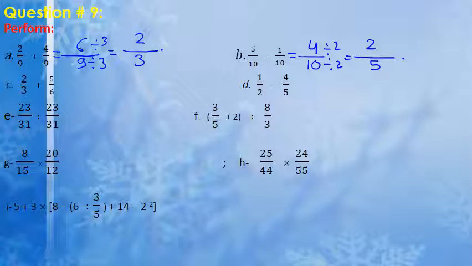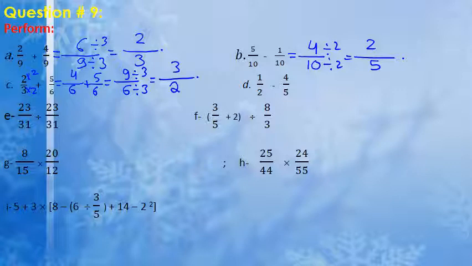Here we have unlike fractions. We change them into like. We can see that 6 is a multiple of 3. How can 3 become 6? So we multiply this fraction directly by 2. Here we have 4 over 6 plus 5 over 6, like fractions, it's 9 over 6. We reduce up and down by 3. 9 divided by 3 is 3. 6 divided by 3 is 2.